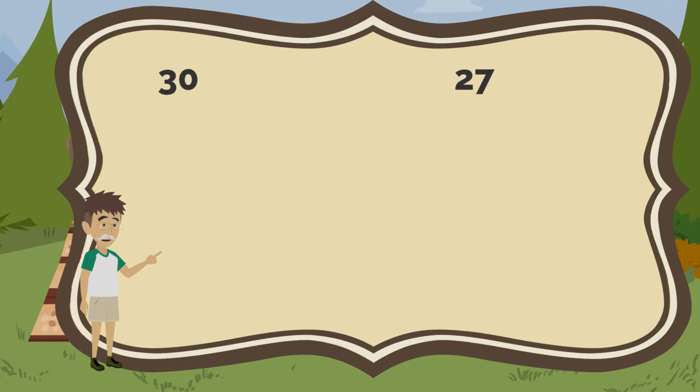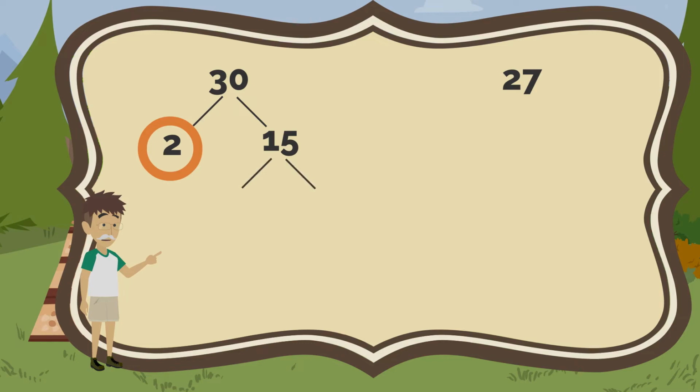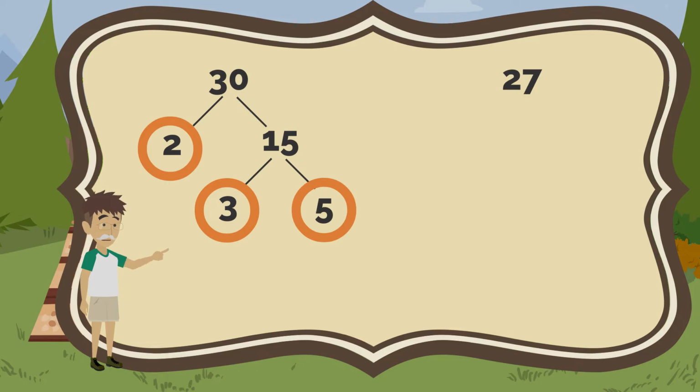I will use a binomial tree. Starting with my 30 red potato plants, 2 times 15 is 30. 2 is prime, so it is circled. 15 is 3 times 5. 3 is prime, so it is circled. 5 is also prime. It is circled as well. Since all values have been factored into prime numbers, the prime factorization for 30 is 2 times 3 times 5.